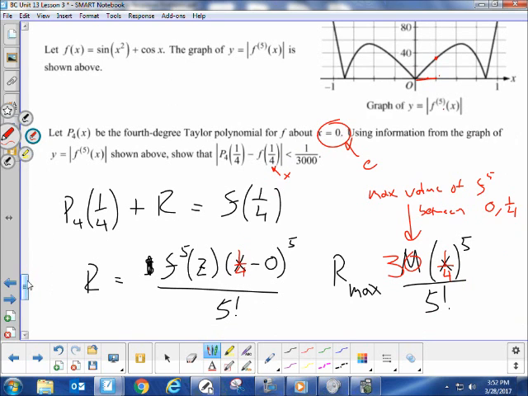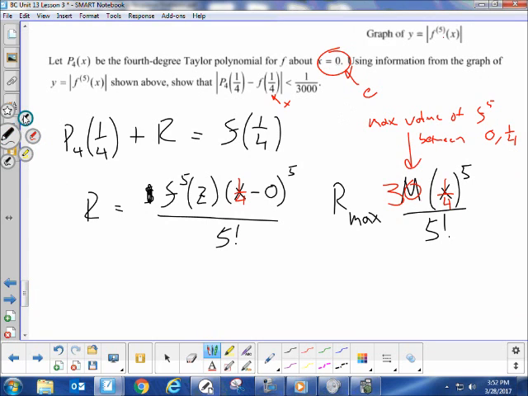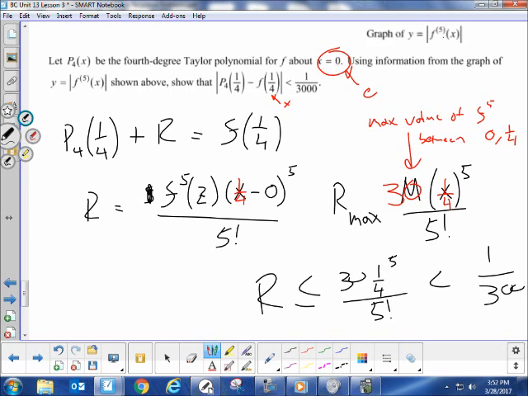And all you have to show is that this remainder, which is as much as 30 times 1/4 to the fifth over 5 factorial, is less than 1 over 3,000. And if you had a calculator, it's easy to show that. If you don't have a calculator, you can show that just by leaving it like this and assuming that it's true.